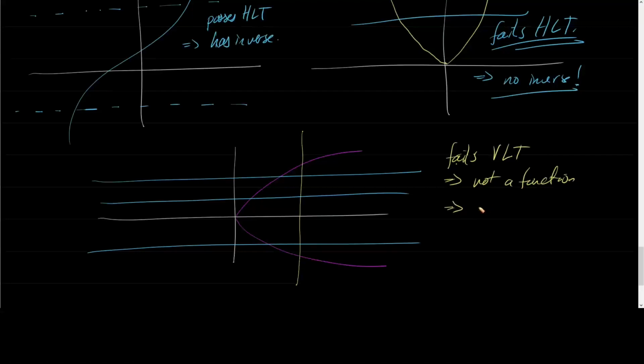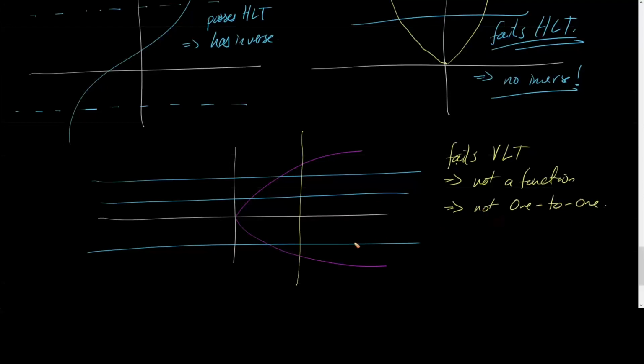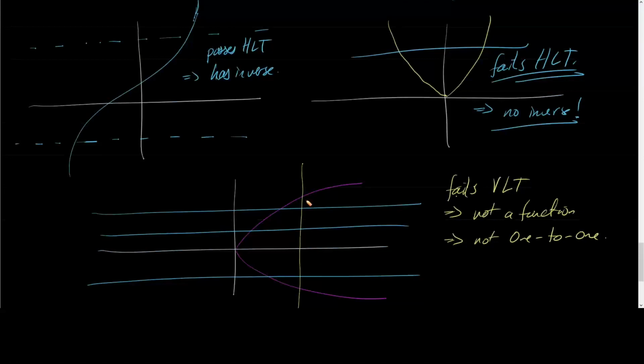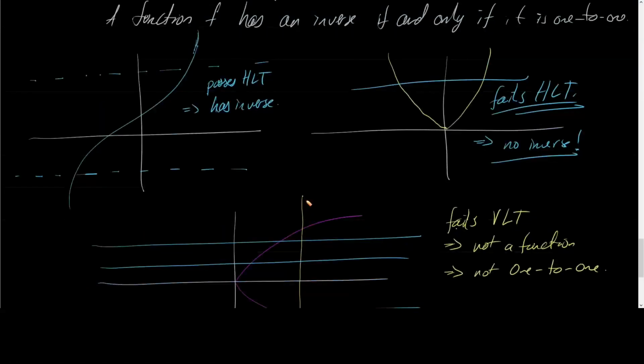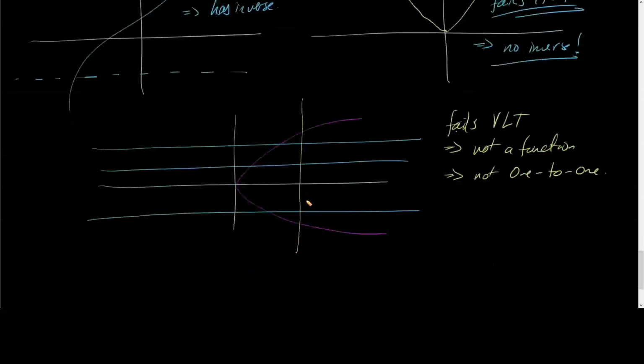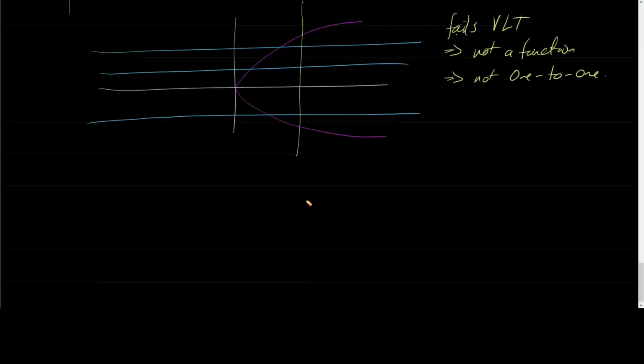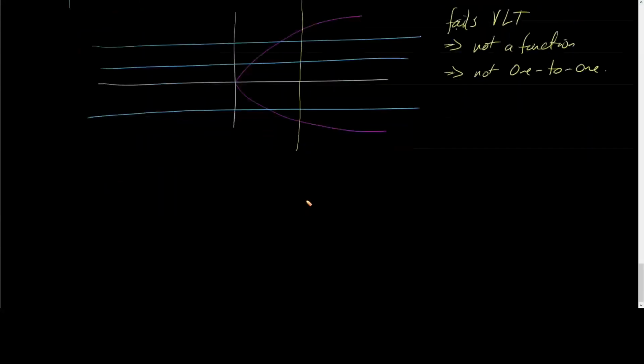So, which tells us, since it's not a function, it is not one-to-one. All right. So in order for a function to be a one-to-one function, it must first be a function. So it must first pass the vertical line test. After that, then we can check, well, does it pass the horizontal line test? And then we can say, yeah, okay, that would make it a one-to-one function.